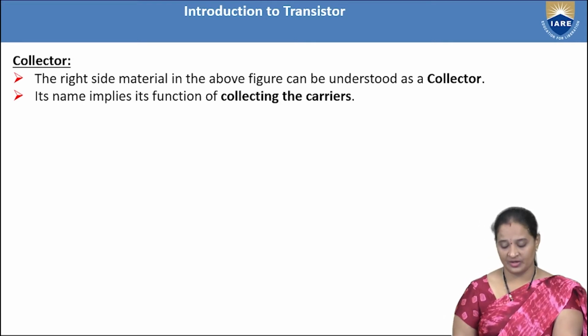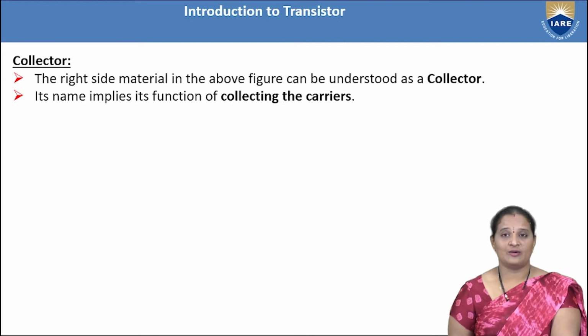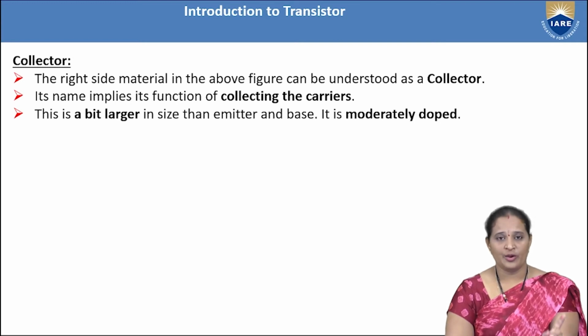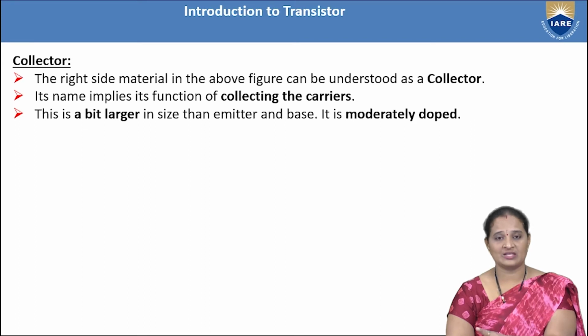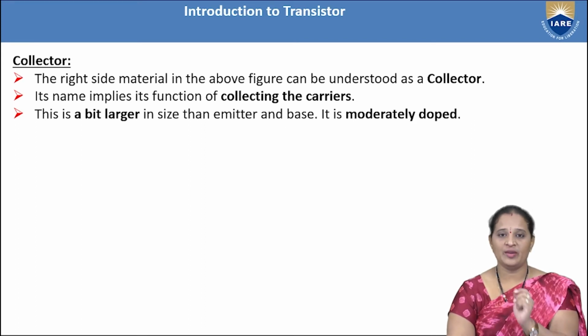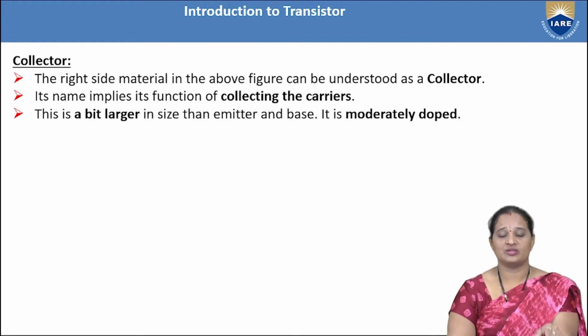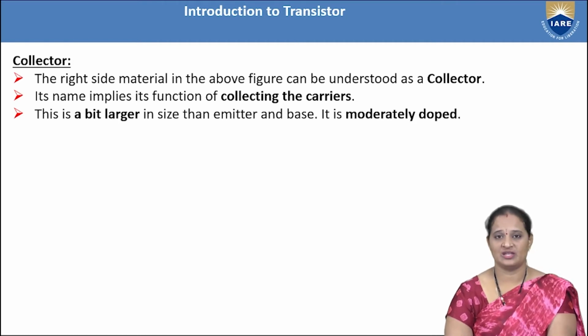The size of the collector is very high, and the doping of this collector terminal is moderate. So remember, doping of the emitter is high and the base is low, whereas the collector is moderate. Coming to the sizes, the size of the emitter is less and the collector is more. The emitter terminal is moderate and the collector terminal is more, whereas the base terminal is very less.